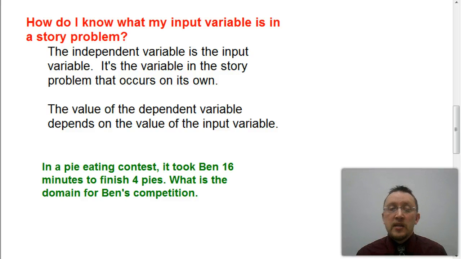Well, to give you a hint, anytime we're working with time, the time is almost always going to be your independent variable because time occurs on its own. The number of pies that he eats depends on how long he's been eating. And so the independent variable, like I said, would be your time. The number of pies he's eaten is going to be your dependent variable.